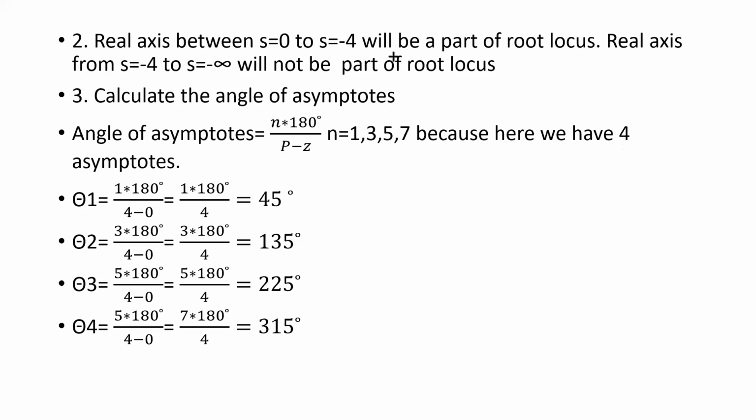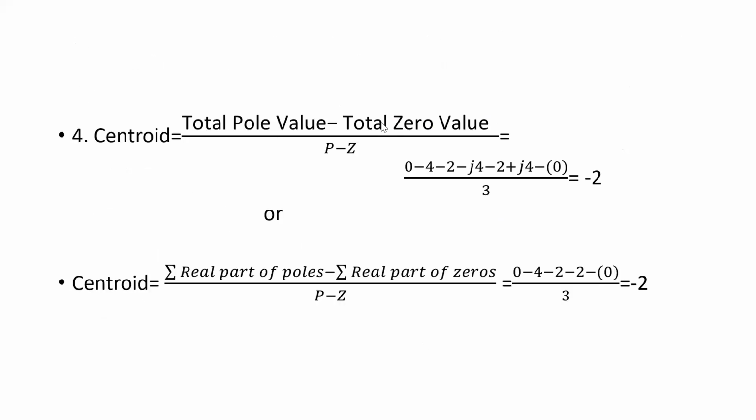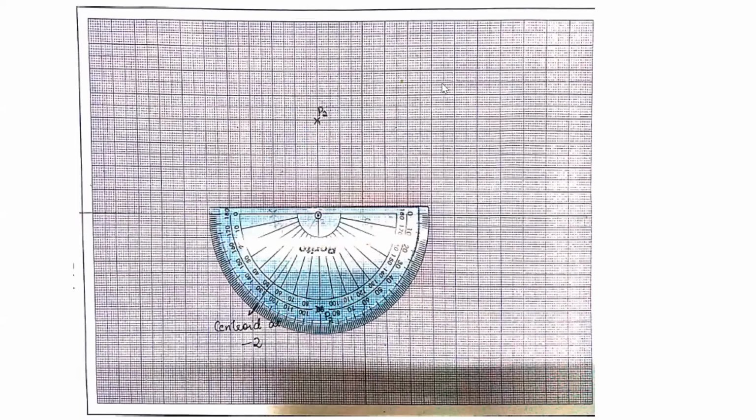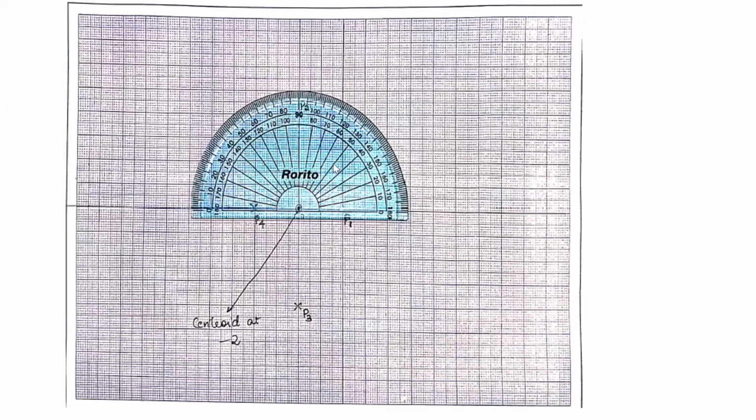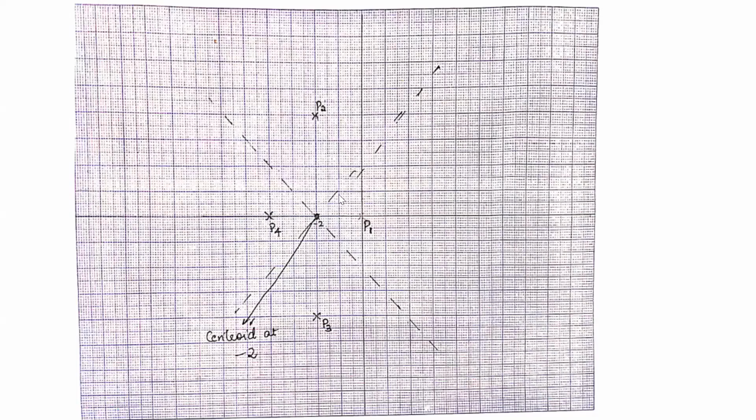Next, centroid. As I said, there should be a point from where these angles will start projecting out. They'll start moving out. So again, from the equation, we calculate it to be -2. Then mark the centroid. Then using the protractor, mark all the angles. This angle will be 45. This would be 45. And this would be 135. Correspondingly, you will have to mark the angle for the other two as well.